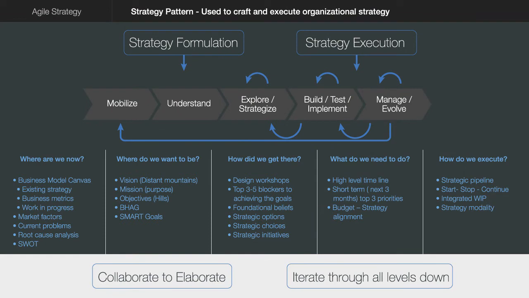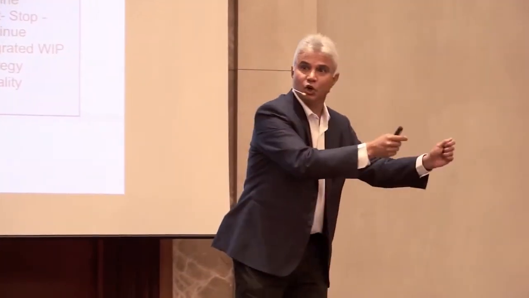So, here's a list of patterns. So how do you do that? Where are we now? You use the business model canvas. So this is a pattern that you can open and you can follow. Then, oops, sorry, I'll show you that later. So there's the market factors, current problems, root cause analysis, and SWOT. And you do all this with the sticky notes using all the Agile techniques.